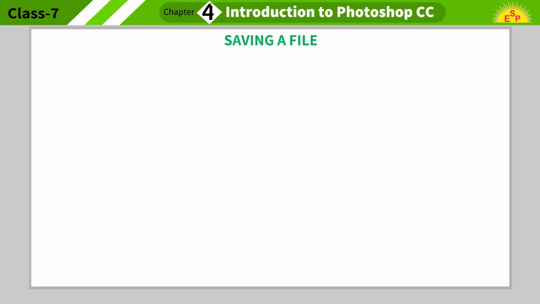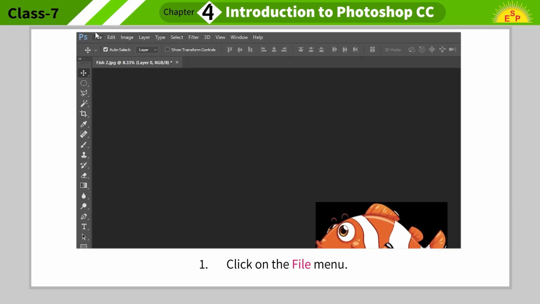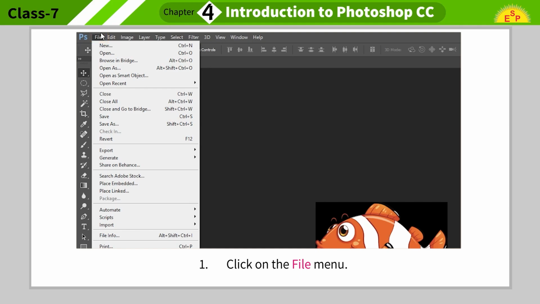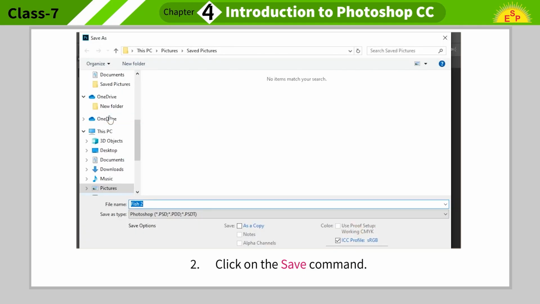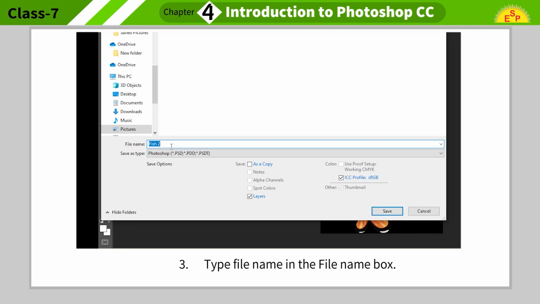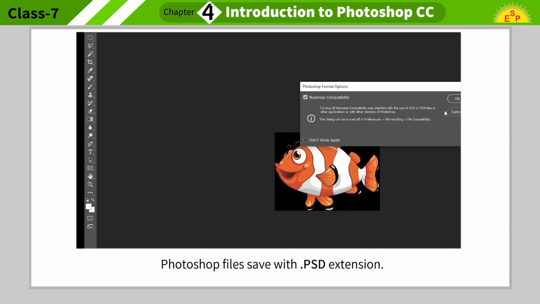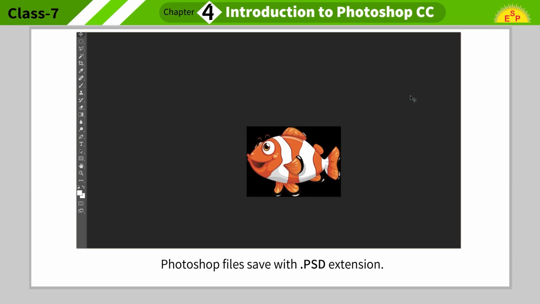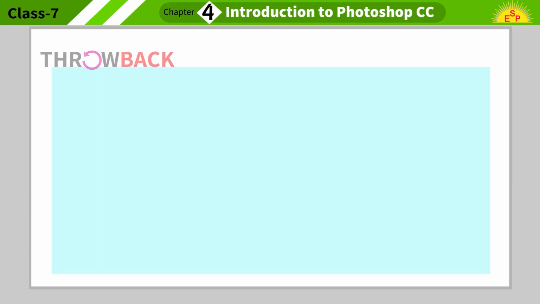Saving a file. Follow the steps to save a file. Step 1. Click on the File menu. Step 2. Click on the Save command. The Save As dialog box will open. Step 3. Type a file name in the file name box. Step 4. Click on the Save button. Photoshop files save with PSD extension.